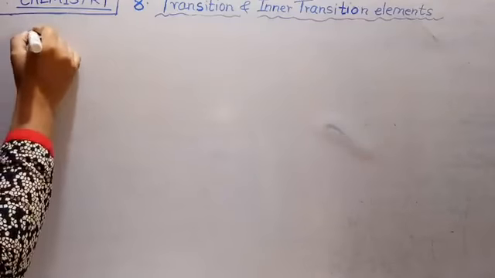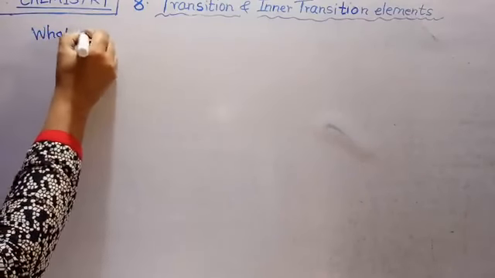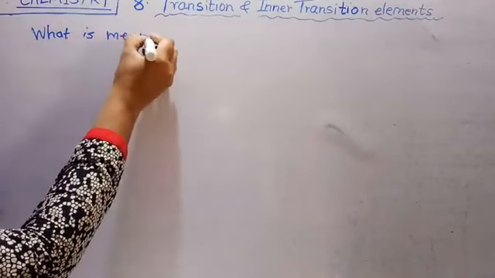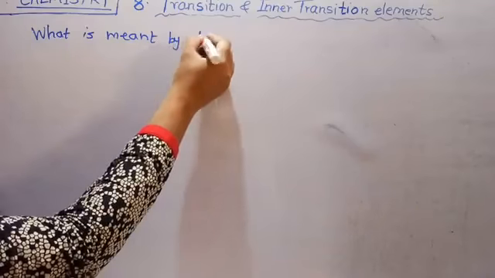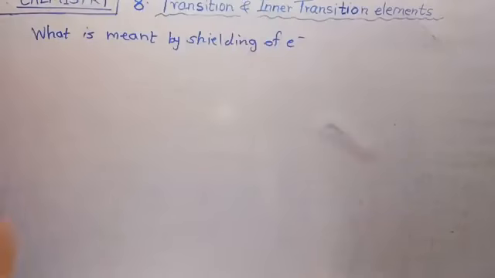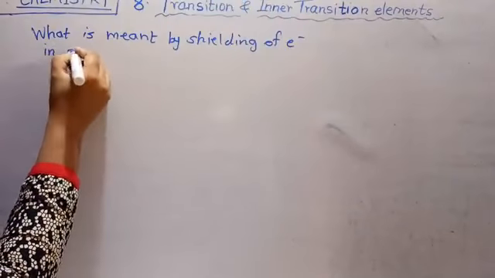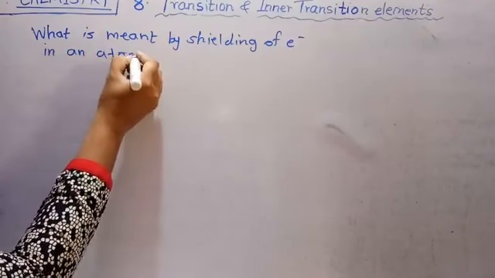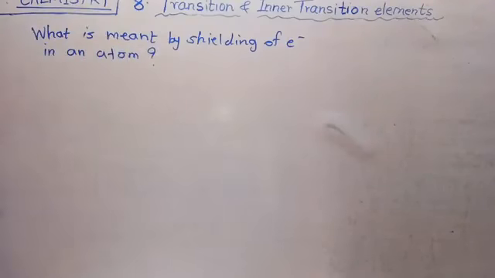There is one question: what is meant by shielding of electrons in an atom? That means we are talking about the shielding effect of electrons in an atom.